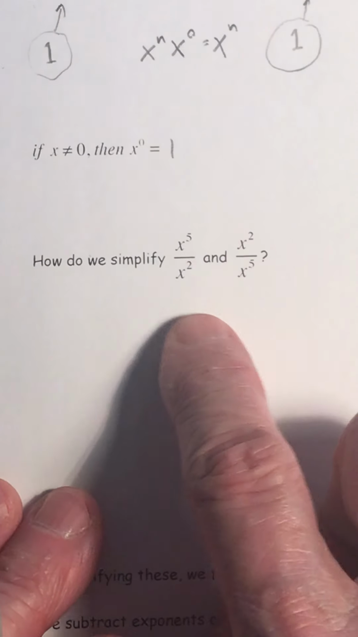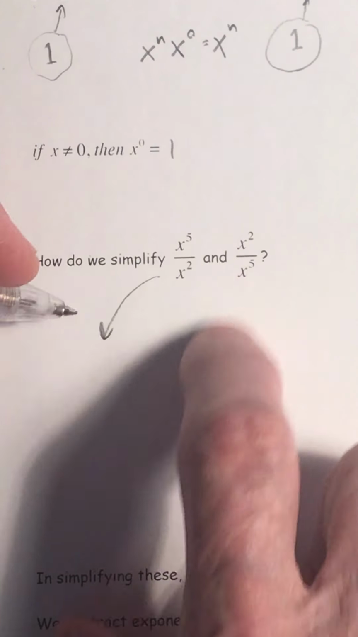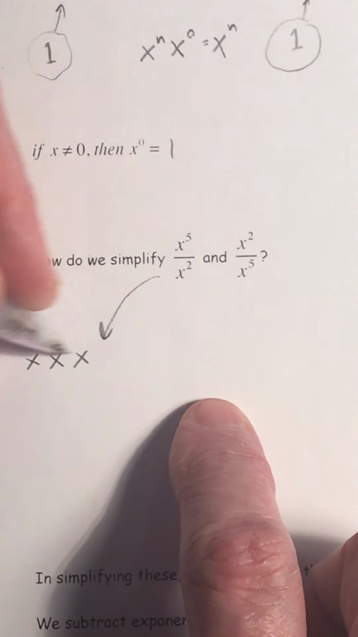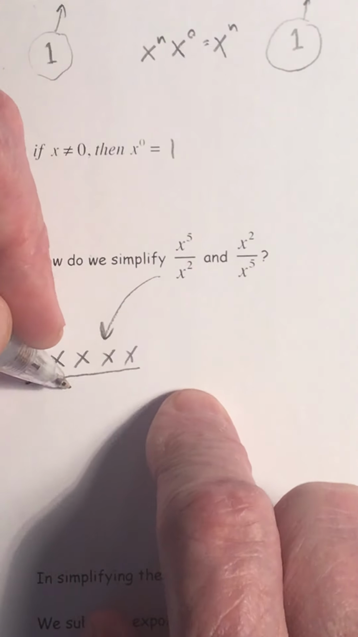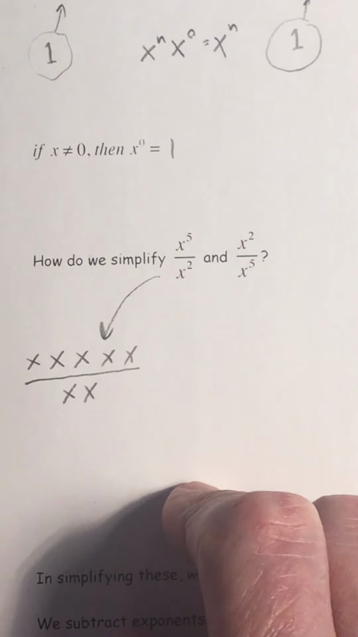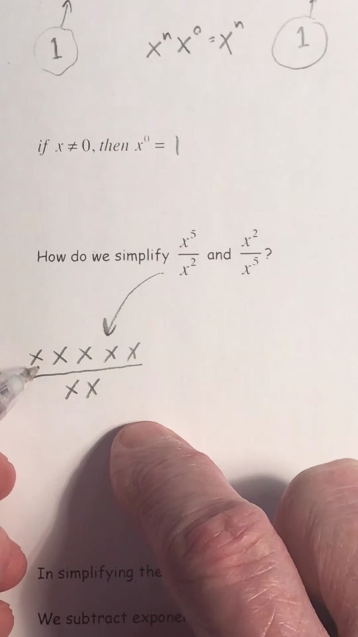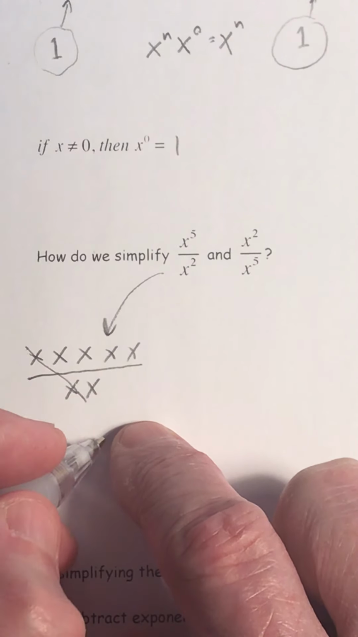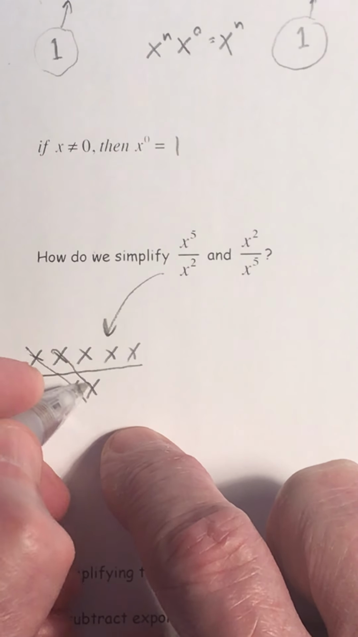On to the next thing. How do we simplify fractions like this? Well, what does this really mean? x to the 5th power means x times x times x times x times x. That's the numerator. And that's x to the 2nd, that's the denominator. What can I do to simplify this? I've got a pair of x's here and here. I can cancel them. As you know, x over x makes a 1. I can cancel another pair.